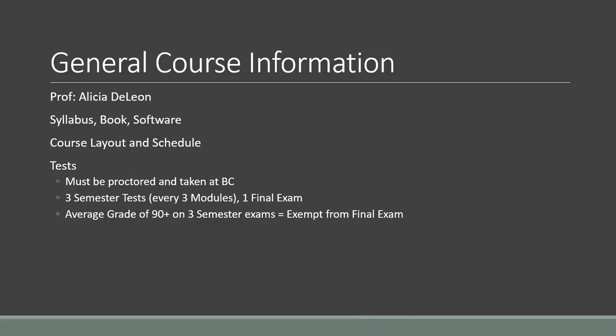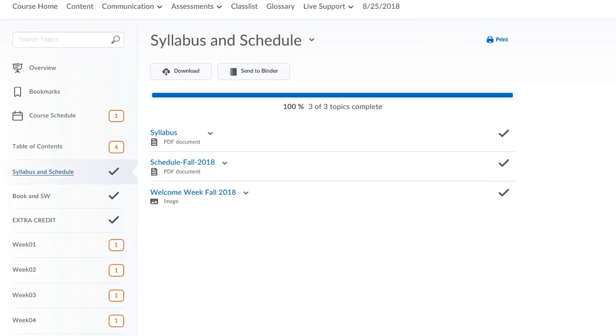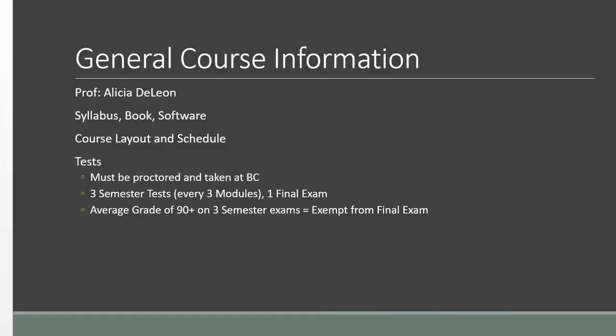To give you a quick view of that, let me go on to D2L. You can see that under content, you have the links for the syllabus, for the schedule, which shows you when the test will be, the welcome week flyer that I just showed you, and then there's a link for the book and the software, and also for extra credit that I'm offering in all my classes. It's not related to Access. It's called the Gator program, where you read a book and discuss it, meet 3 times in the semester, and I offer 3 points added to your final grade if you choose to do that. It's totally up to you.